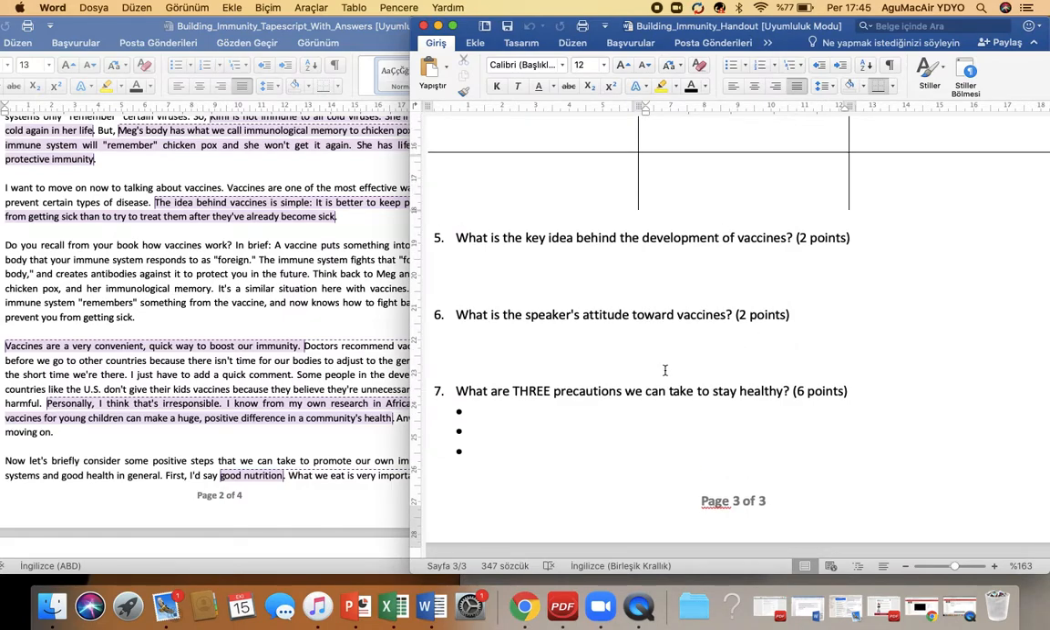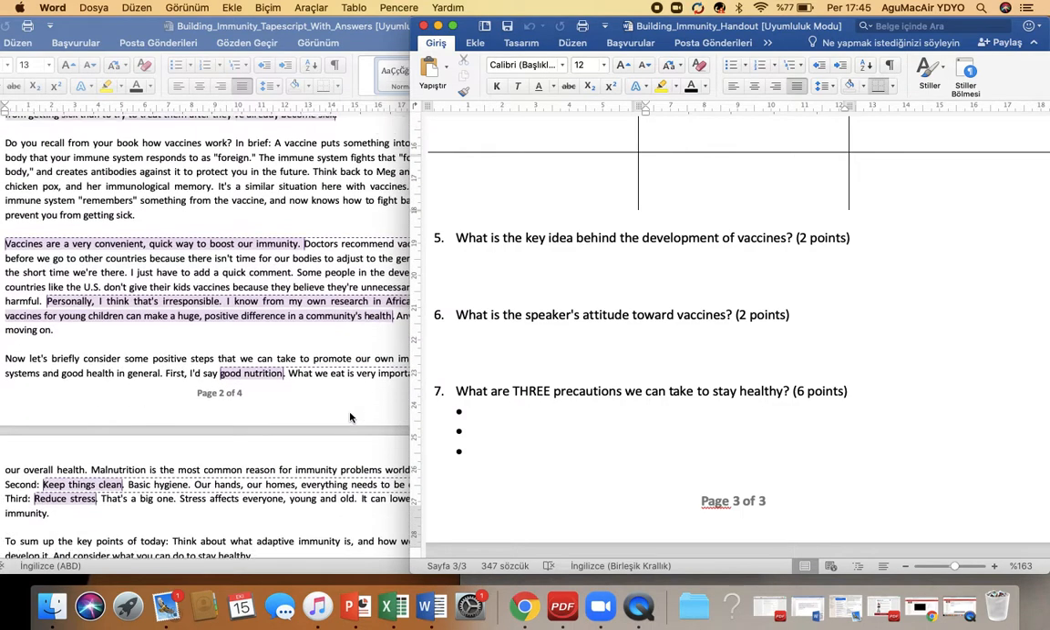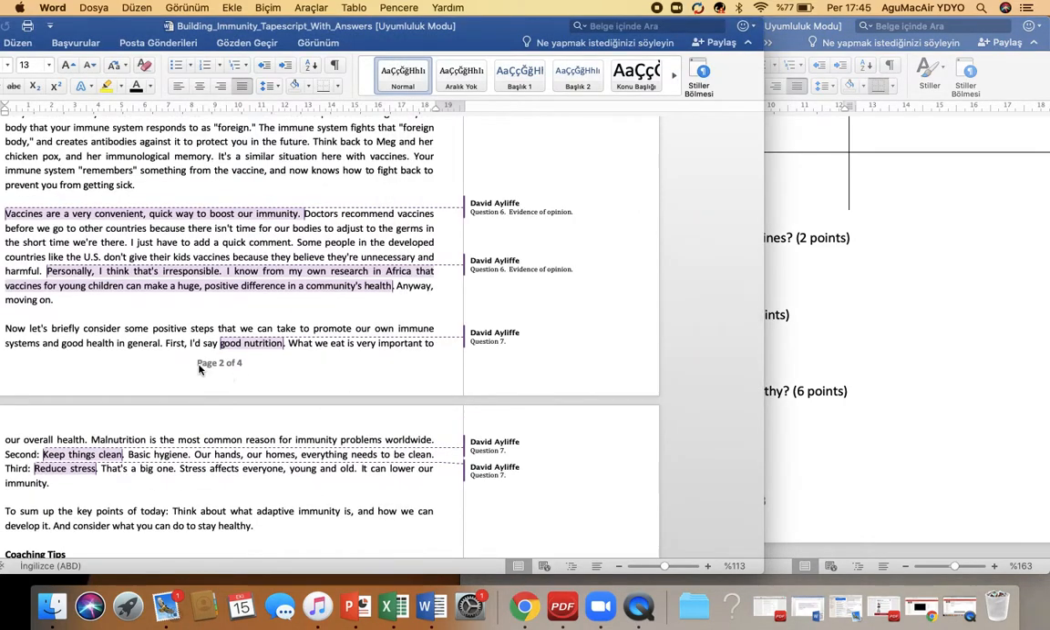And the last question is, what are 3 precautions we can take to stay healthy? So 3 precautions. What can be the keywords, right? You can hear some numbers, the first, second, third, because there are 3 precautions. As you see, yes, I'm right actually. We have first, we have second, and we have third. So these keywords will help you to write the precautions. And the first one is good nutrition. The second one is keep things clean. And the last one is reduce stress.